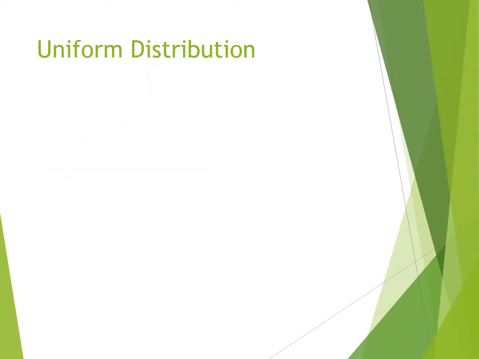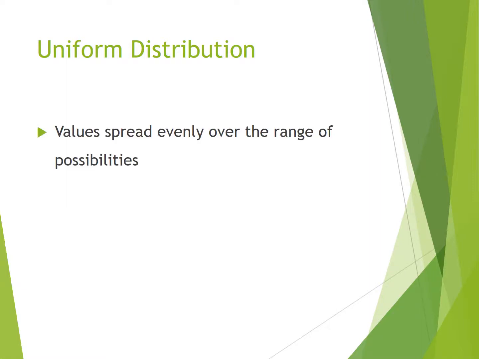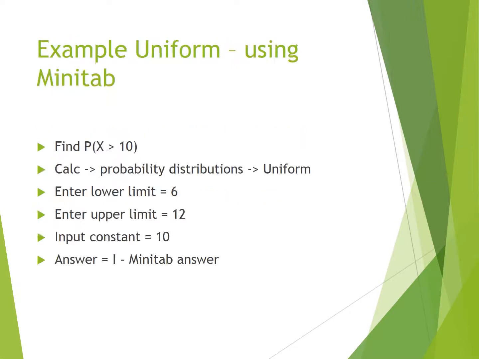The uniform distribution is also symmetric. It's not bell-shaped. It is values that are spread evenly over the range of possibilities, and it looks like a rectangle, flat on the top. Okay, so we can do the same thing. We're now going to do a couple of examples with the uniform.